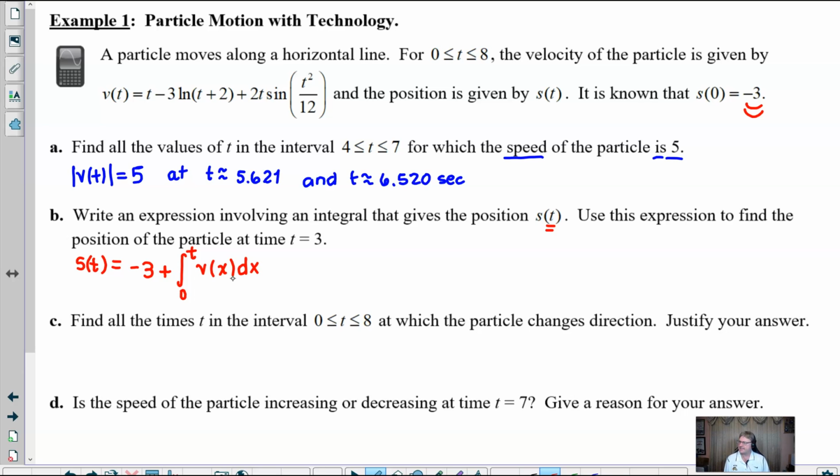So we're going to go ahead and stick with that as our s of t. Now, if we want to find out, okay, well, where are we at time 3?